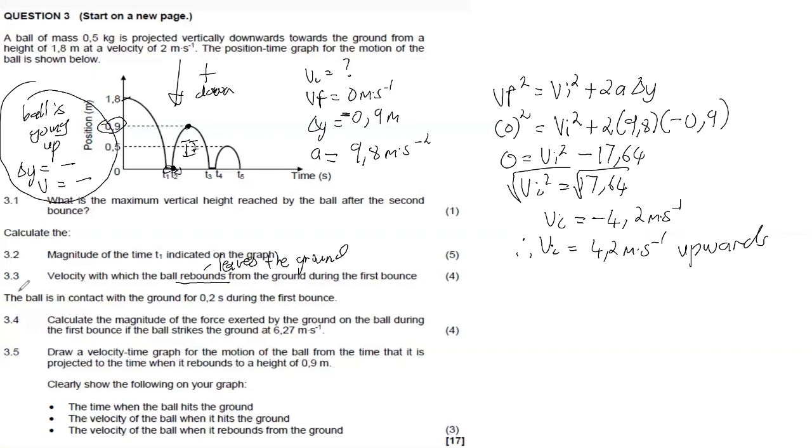So note that we need to indicate the direction because we are calculating the velocity. Velocity is a vector, so it must include both magnitude and direction. So for 4 marks, that's what you needed to do there. I believe the extra mark there is for indicating the direction.